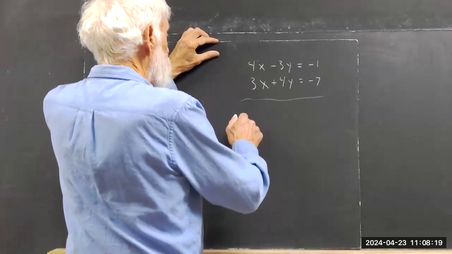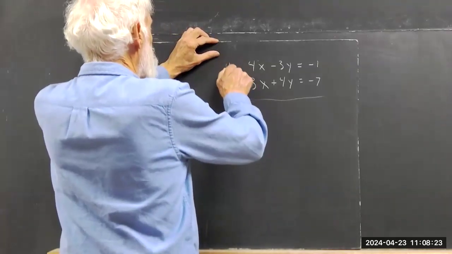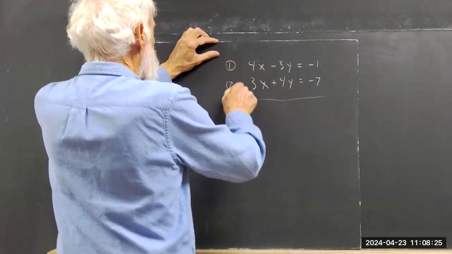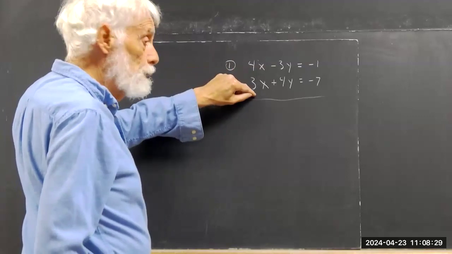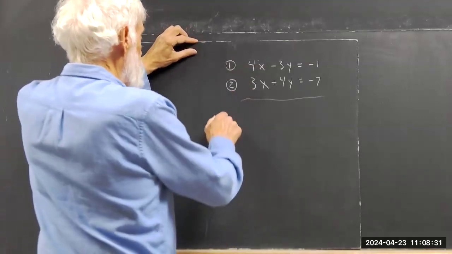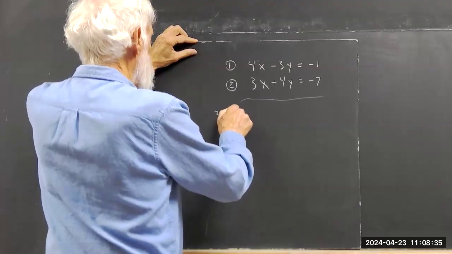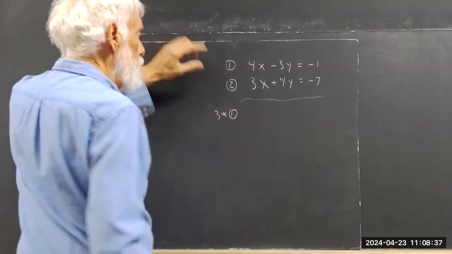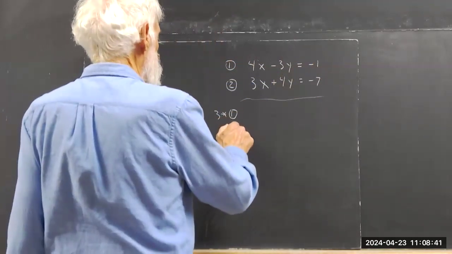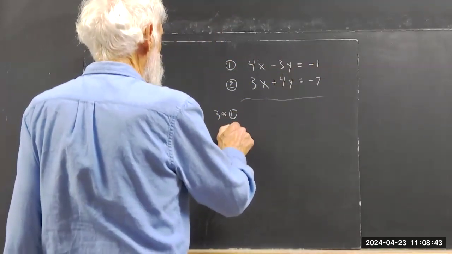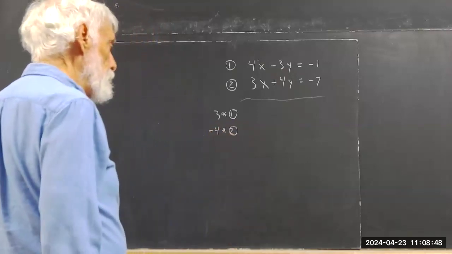Okay, so what I do is, actually, I am going to use a circle 1 to refer to this equation, a circle 2 to refer to this equation. Now I'm going to multiply the first equation by 3, meaning I multiply both sides by 3. And I'm just going to write down, well, I'm going to do -4 times the second equation.